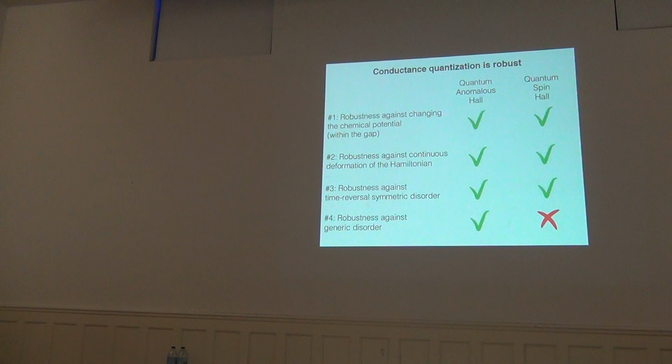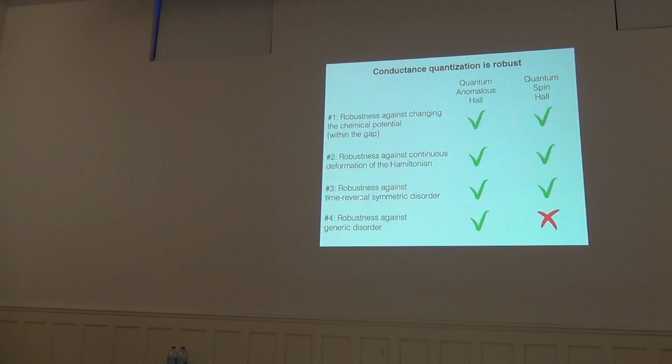Okay, if I want to summarize these quantization rules for these two different types of models or materials, quantum anomalous Hall is robust against many things. I was not listing inelastic scattering, for example. I should have put a red cross for inelastic scattering, but it's robust against changing the chemical potential within the gap. It should be robust against continuous deformation of the Hamiltonian, if that's something you can do in experiments. It's not that easy, I guess, with real condensed matter samples.